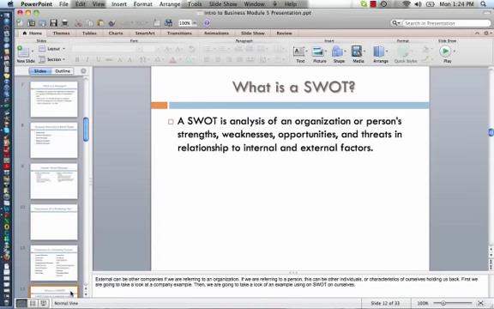The important topic of our week, though, is what is a SWOT. A SWOT, as defined by our text and many resources, is an analysis of an organization or a person's strengths, weaknesses, opportunities, and threats in relationship to both internal and external factors. And as you can see below, external can be other companies if you're referring to an organization. However, if you're referring to a person, this can be other individuals at your place of work or peer students, etc.